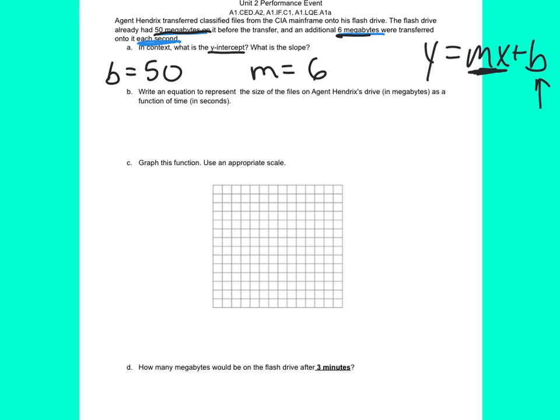So whenever you see this problem on the test, think about which one is changing, so which one's going to be written with the x, okay? And then which one's just already there, just being added at the end, okay? So now if we had to write this as an equation, how would we write it? y equals 6x plus 50.